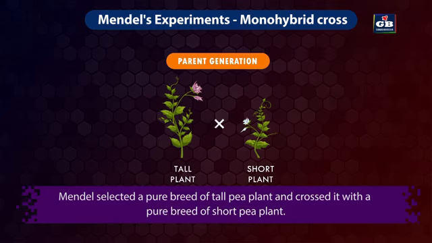Pure breed tall means both the alleles for the trait plant height are tall and tall. They are represented by capital T and capital T. Pure breed short means both the alleles for the trait plant height are short. Here they are represented by small t, small t.